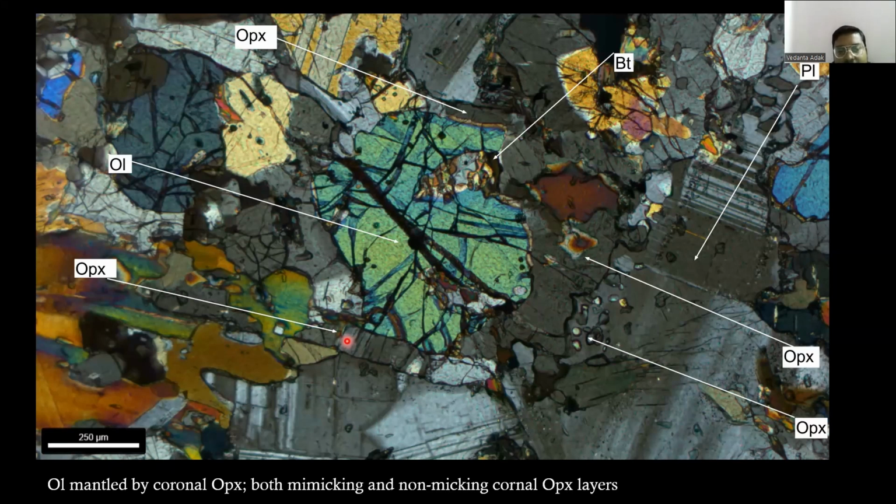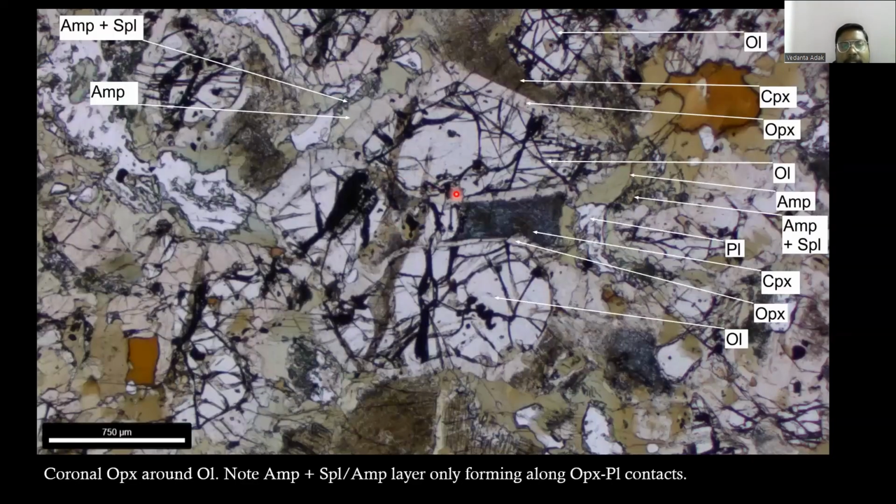So possibly this mimicking OPX layer is a sub-solidus process that formed due to diffusion-controlled processes, whereas these non-uniform or non-mimicking layers are possibly the result of the typical olivine plus melt reaction forming peritectic OPX, right? Now, if you look at this picture also, you can see that around this olivine, we have some orthopyroxene layers, which follow this mimicking nature here also.